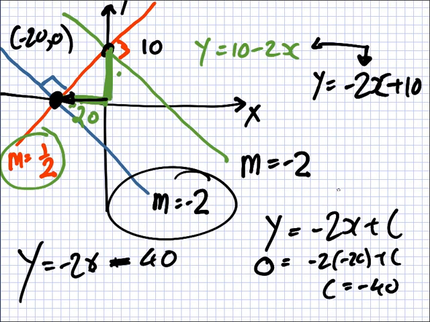How did we get the red line slope of a half? Because the green line slope is -2. So it's perpendicular, so you flip it and change the sign. So the -2 becomes a half. You flip and change the sign.